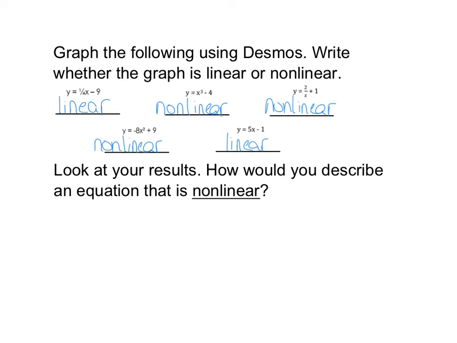So look at what gave you linear and what gave you nonlinear. I want you right now to pause the video again, and I want you to write what you think makes an equation nonlinear. Just write a couple of things that you notice and what you would look for to see if an equation was linear or nonlinear.